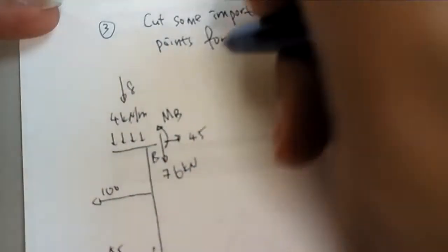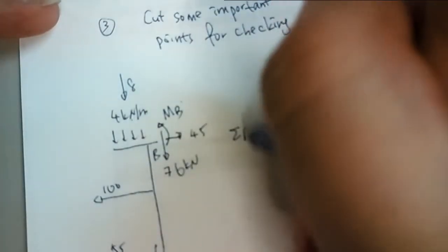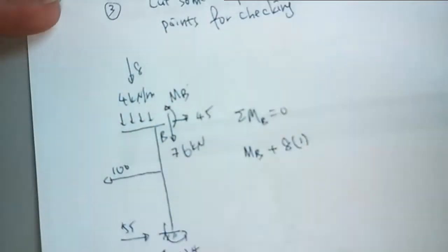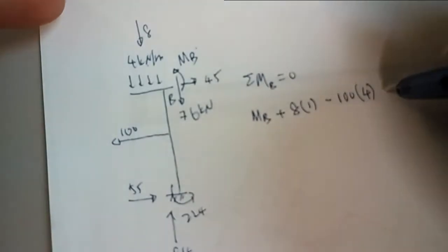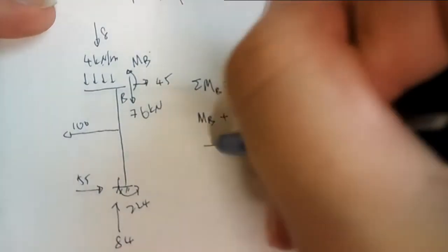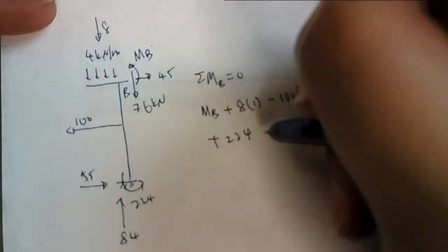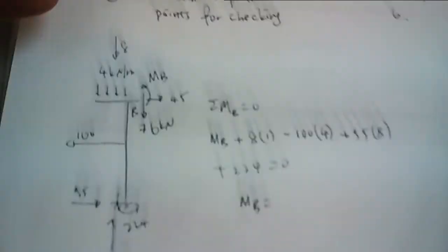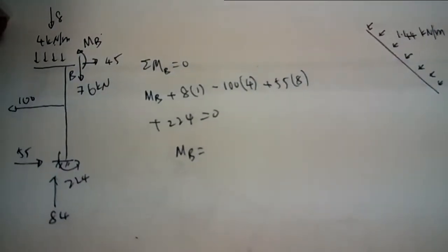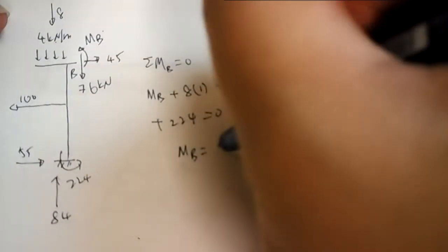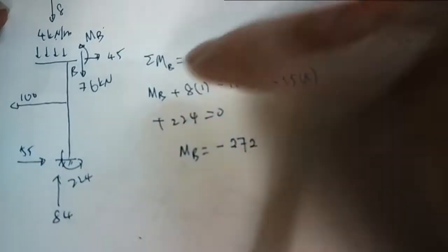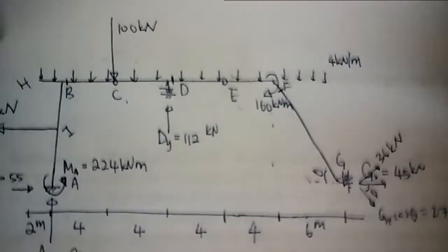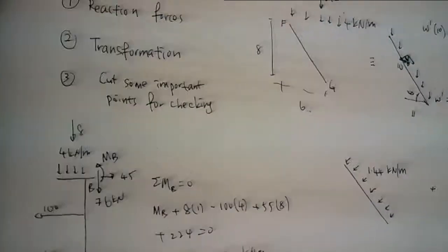To find out the bending moment is also very simple. Let's assume that the bending moment is like this, MB, at the right side of B. Let's call it MB first. So the summation of all the moments at point B is equal to 0, including MB plus 8 times 1, then minus 100 times 4 plus 55 times 8, plus 224. Anything else? No. This vertical force will not create moment. Equal to 0. So MB, let me use my calculator to calculate first. MB is negative 272 kilonewton meter.